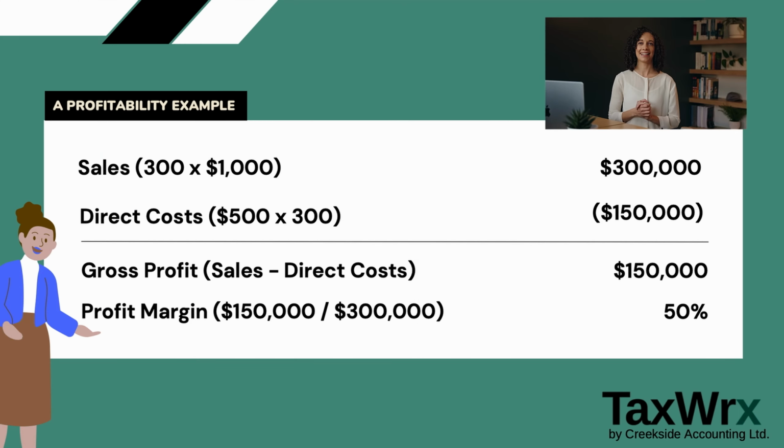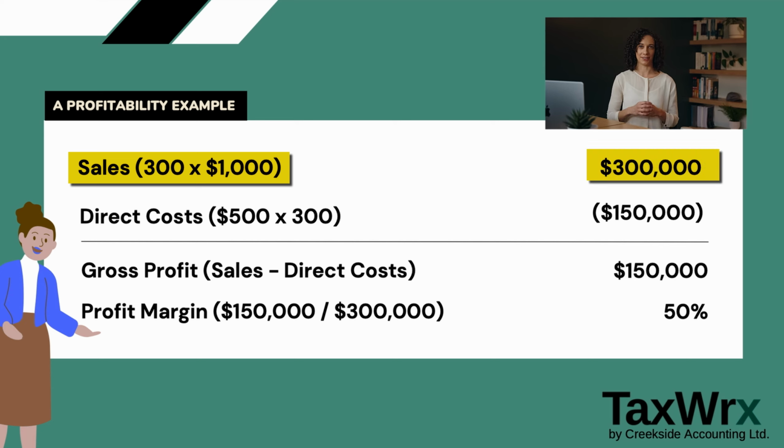Now, you might be a bit skeptical. I'm making some pretty big claims here. So to prove the point, let's go through an example. Let's say you sell 300 custom lawn chairs for $1,000 each. Your total sales are $300,000.